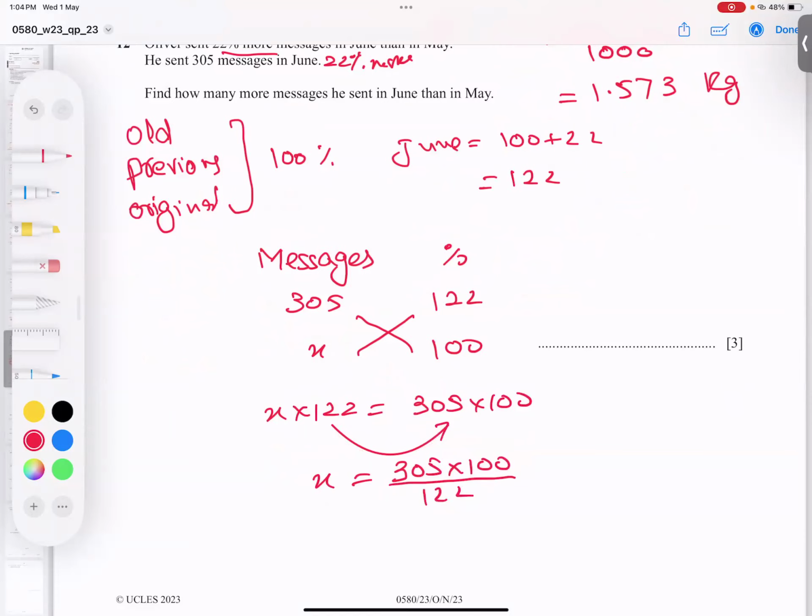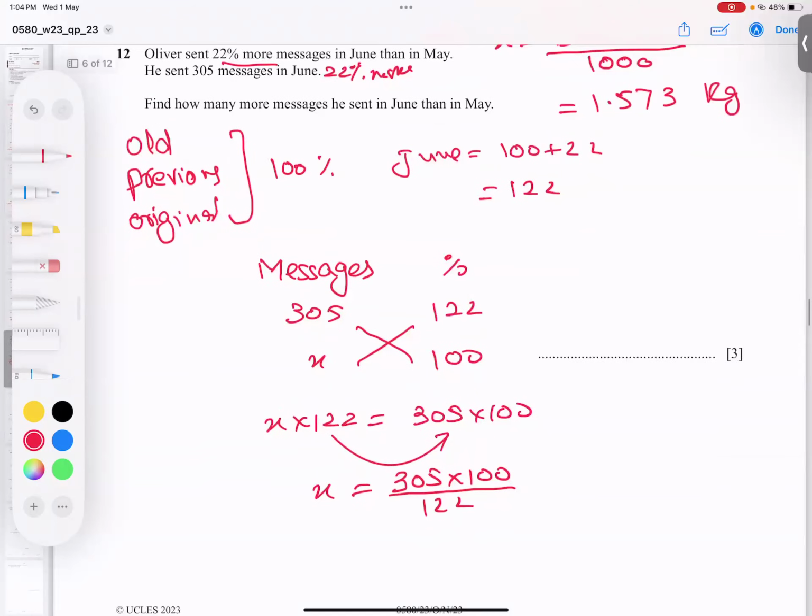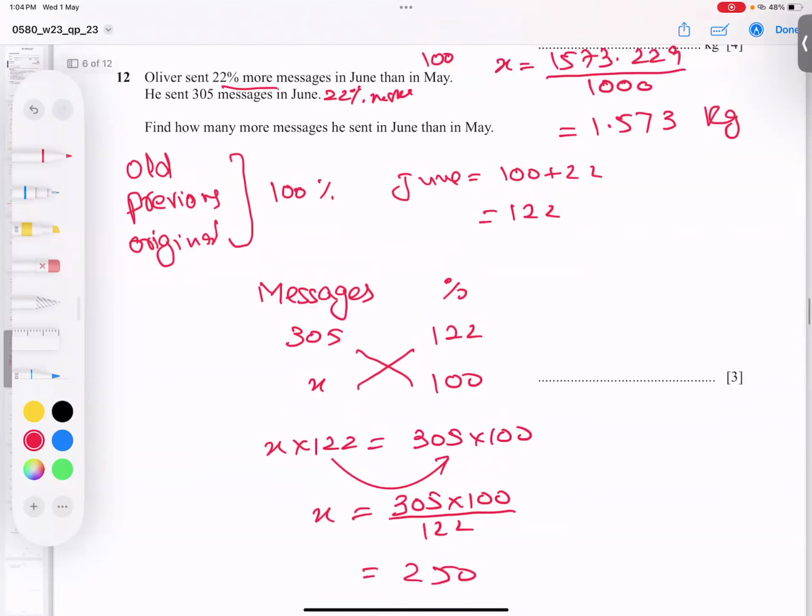So 305 divided by 122, and we got 200. And he was asking us how many more messages were sent in June than May. So in June, let me recheck again, 305 into 100 divided by 122. And we got 250 messages. So 250. Hold on, let me check again.